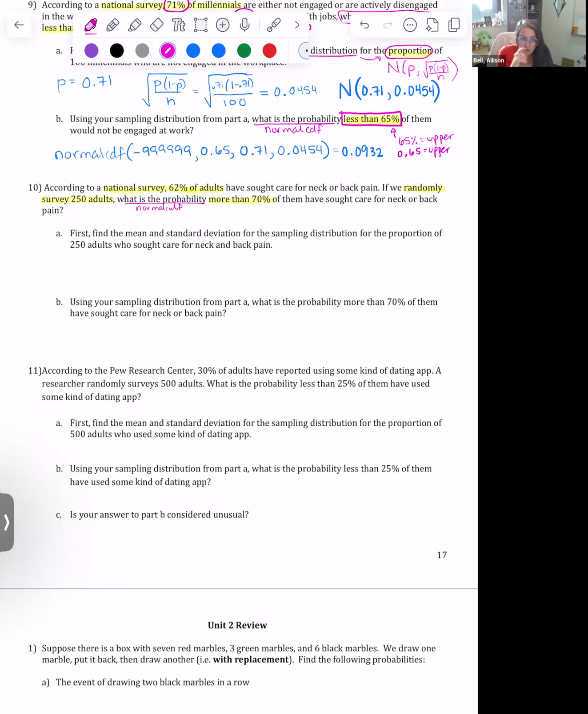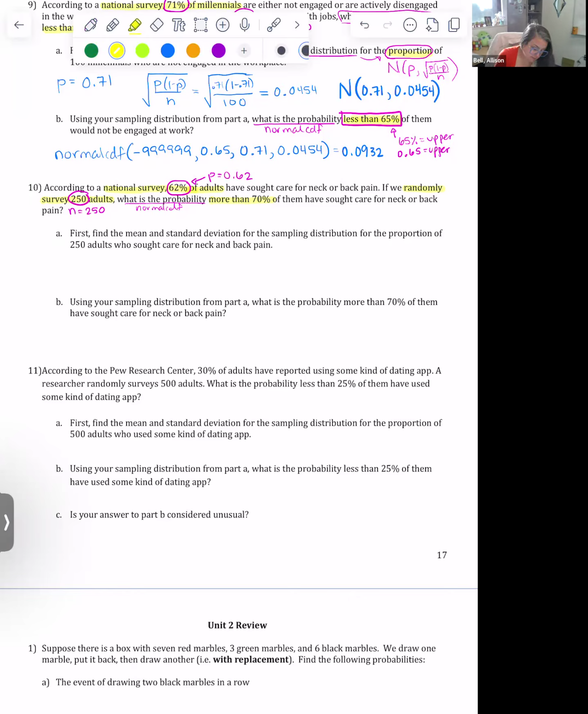So let's read above. The national survey said 62% of adults have sought care for neck or back pain. That means that this is our p-value, 0.62. Then it says we randomly survey, so that's that key language, 250 adults, so that's n equals 250. Now we have everything we need.